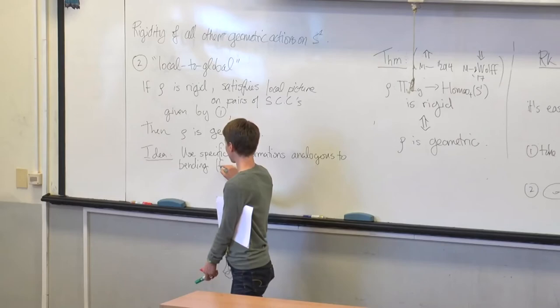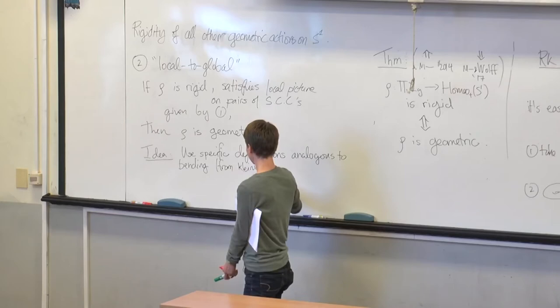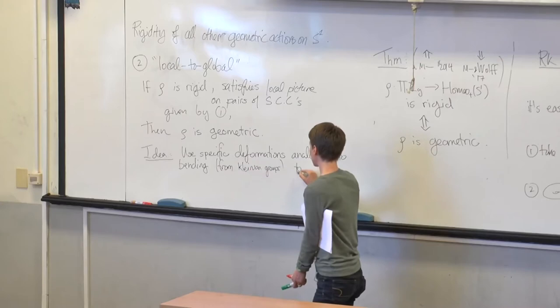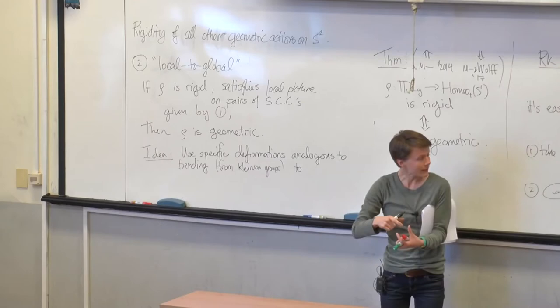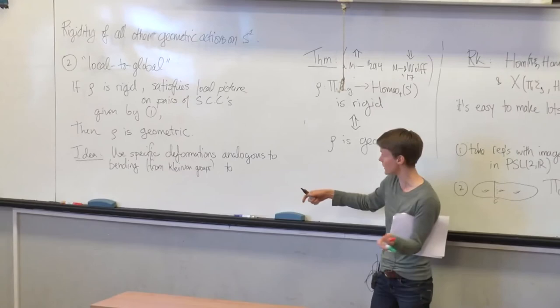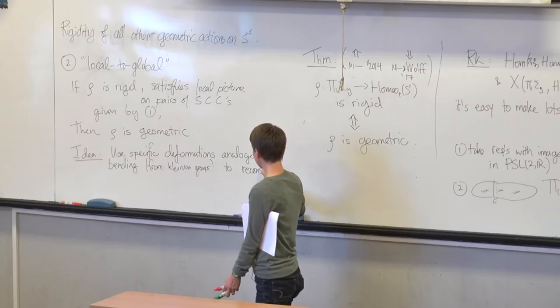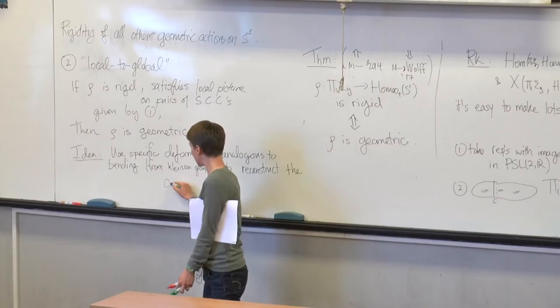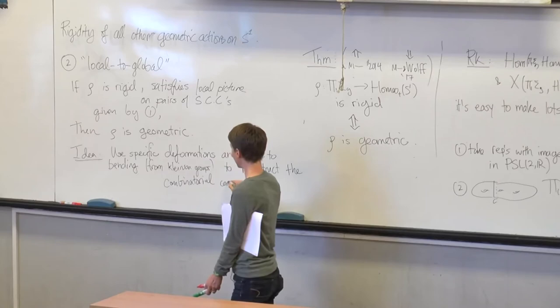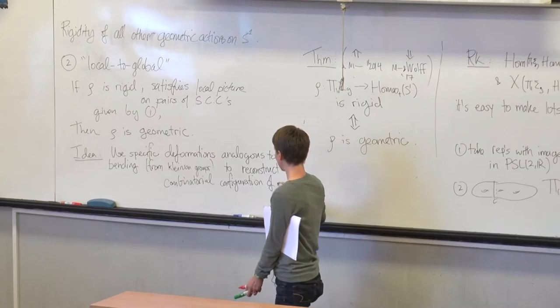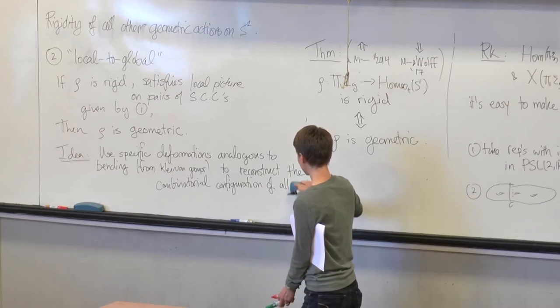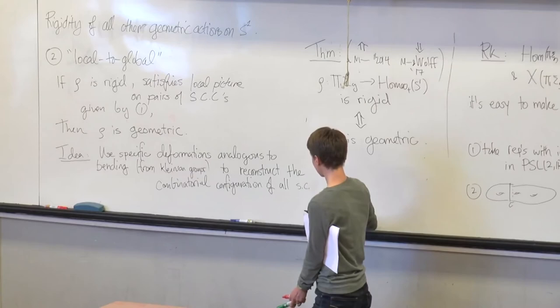So bending from, say, the theory of Kleinian groups. To say that if you're not in exactly the right configuration, all your curves, so here's something only on pairs, but I really want to recover my entire surface, okay, to reconstruct the combinatorial configuration of all curves, all simple closed curves, on the surface.